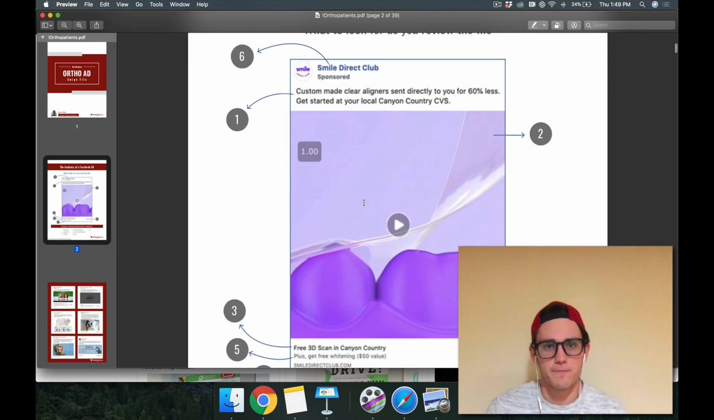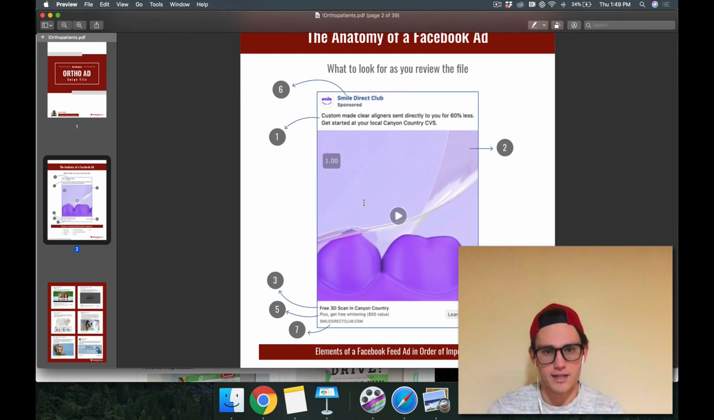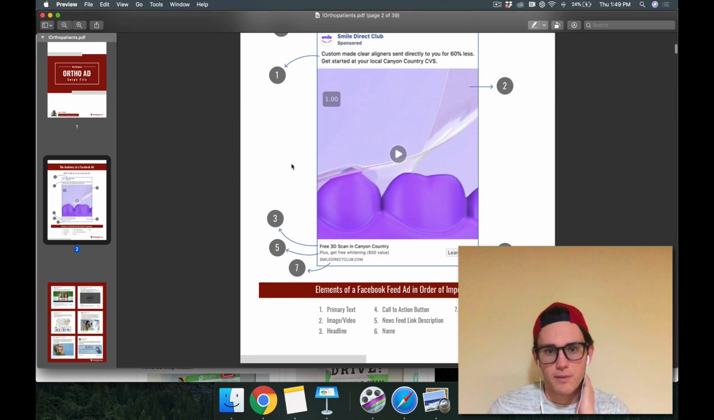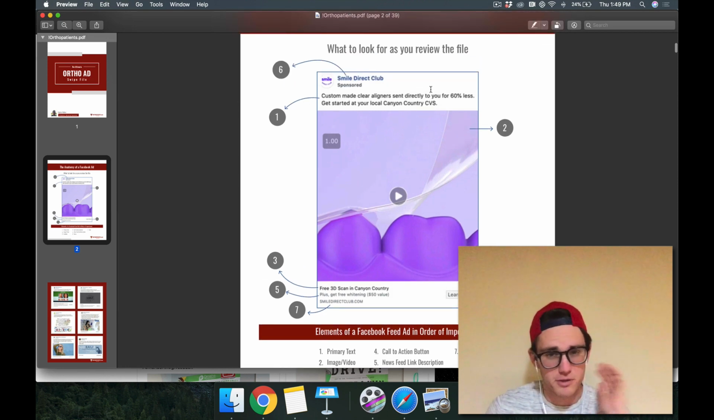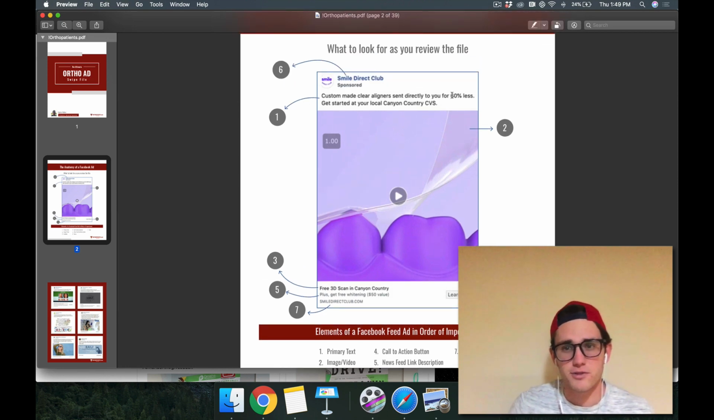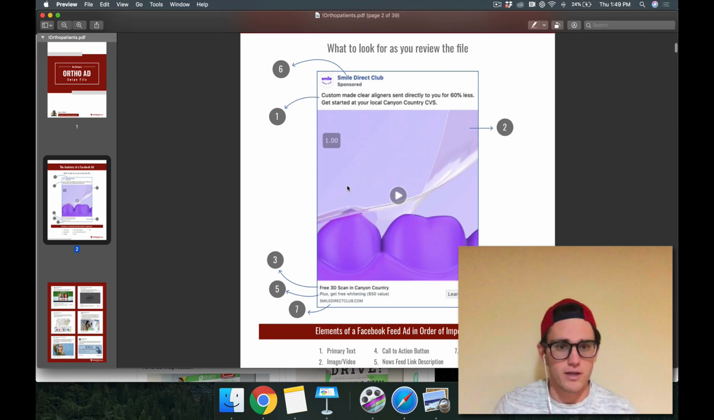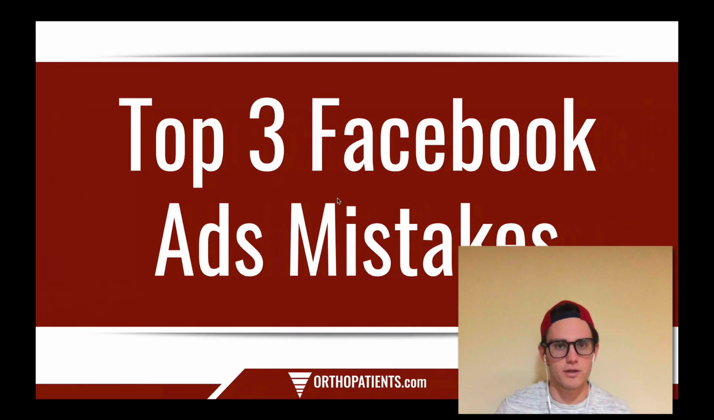So just so you understand what a Facebook ad is, what it looks like, and the different elements, these are listed in order of importance. So this is the primary text. This is the most important thing, followed closely by the picture or the video that you're using. And then really all of these other things are secondary. So we're mostly going to be talking about number 1 and number 2 today. So let's go ahead and hop into the top 3 Facebook ads mistakes.